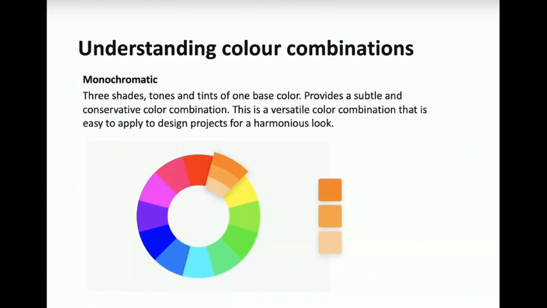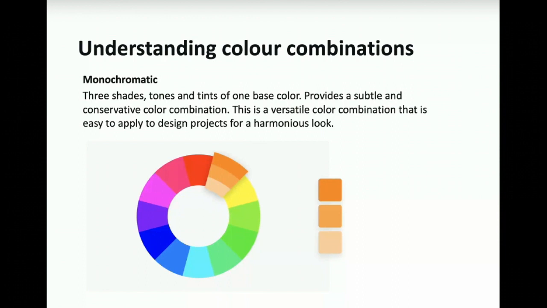The second one is the monochromatic. Monochromatic means one. In the sense of design, it means you are using different variations of a particular type of color. As you can see on the screen, this is the color orange. I could decide to use all these different variations of orange on my project and it will still look very, very beautiful.